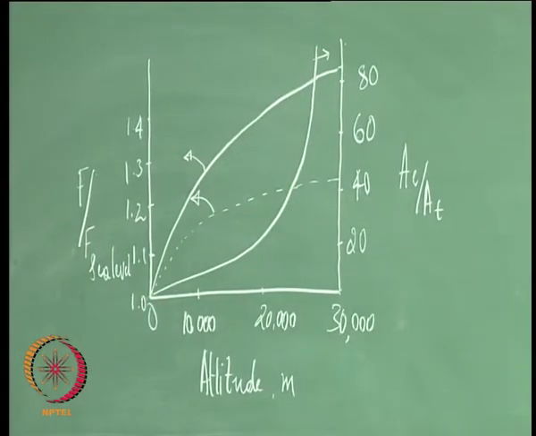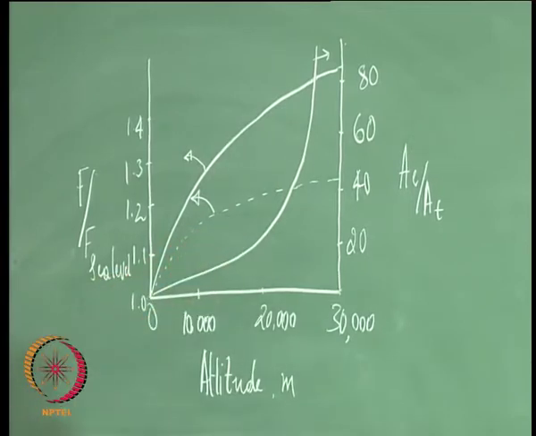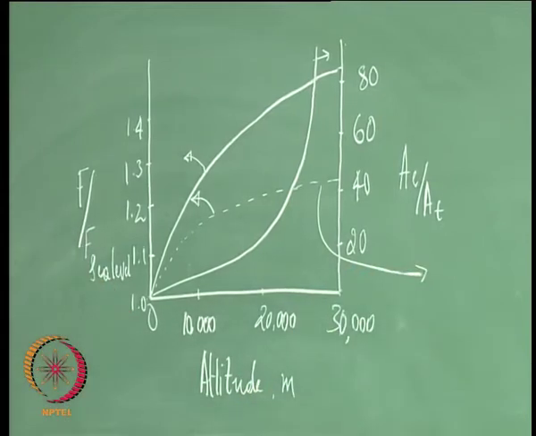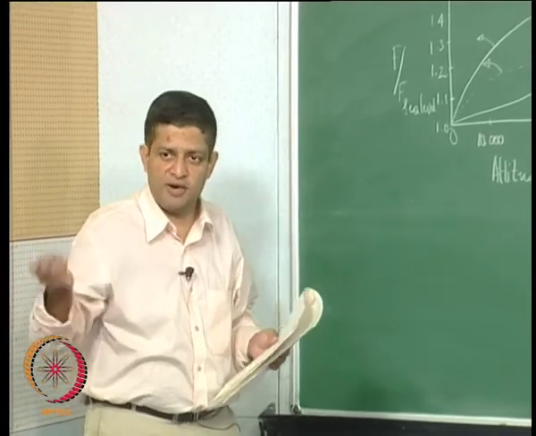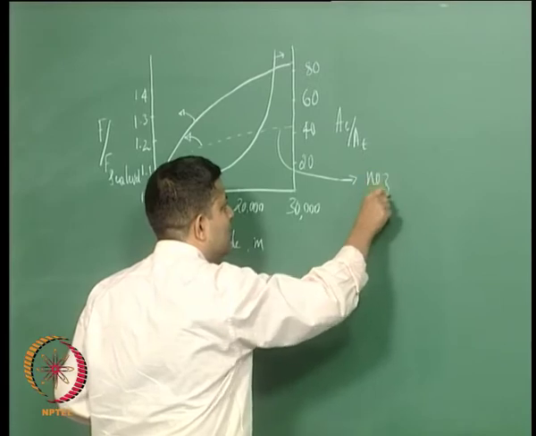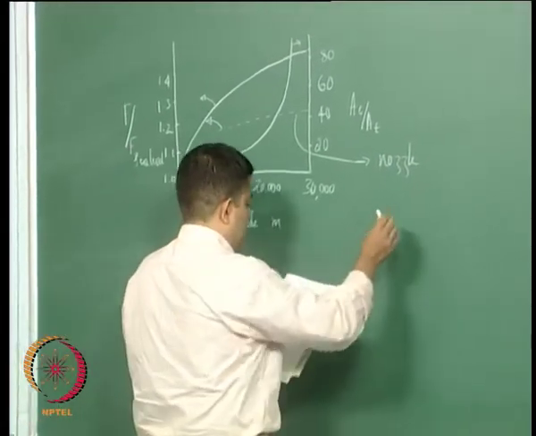So if you look at this plot, what it tells you is that this dotted line here is for a nozzle that is adapted at sea level. If we use the same nozzle to fly to different altitudes, then this is the thrust that one can get.